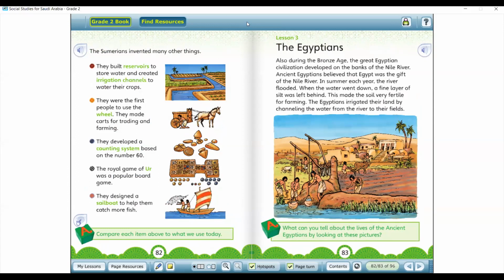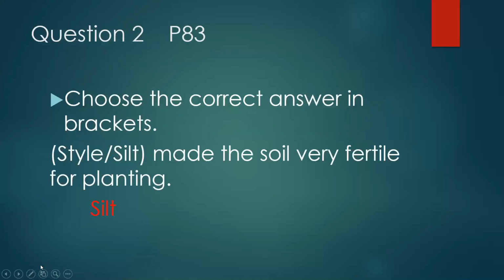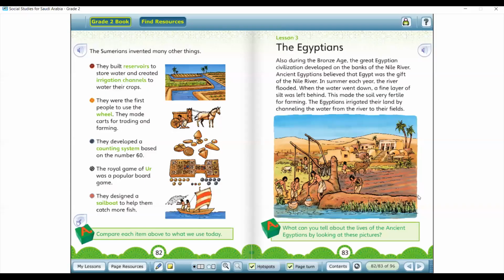Going on to question number 2. Question number 2's answer. Choose the correct answer in the bracket. Silt made the soil very fertile for planting, and silt is like a muddy texture of soil that holds a lot of nutrients in the ground, and that is also on page 83. So here we see that in the summer each year the river flooded. When the water went down, a fine layer of silt was left behind, and that is where we would find it in the sixth line in that paragraph.